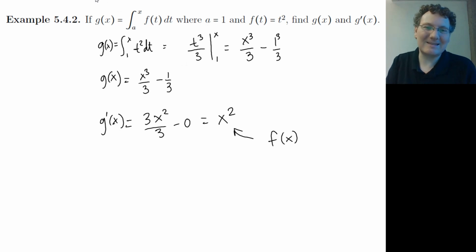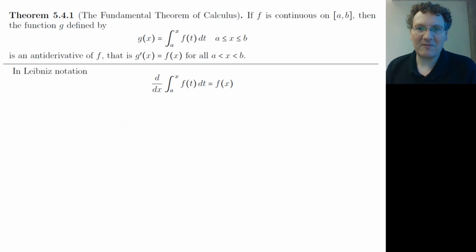And this is essentially getting at the fundamental theorem of calculus. The fundamental theorem of calculus says if you have a function f that's continuous on the interval from a to b, and you define this function g as the definite integral from some constant a to x, which is a variable somewhere between a and b, of f of t dt, this is the antiderivative of f. In other words, g prime of x is equal to f of x.